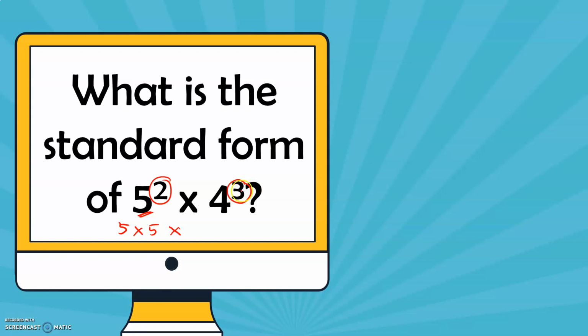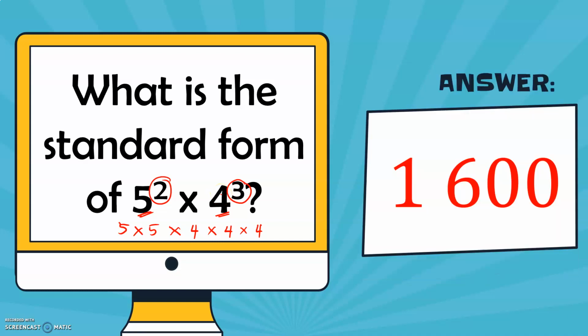Since the exponent is 3 and the base is 4, it means that we'll use 4 3 times as a factor. So it will be 4, that's 1 four, times another 4, that's 2 fours, times another 4, that will now give us 3 fours. Okay, so we have to multiply 5 times 5 times 4 times 4 times 4 to get the standard form of 5 raised to the power of 2 times 4 raised to the power of 3. And if we do that, we will get 1600.